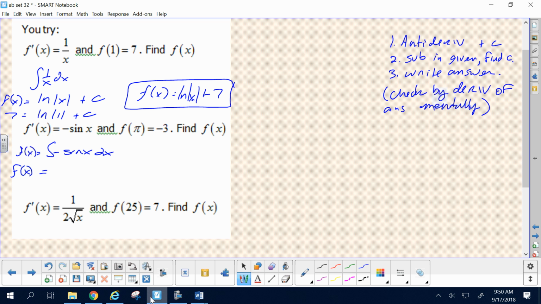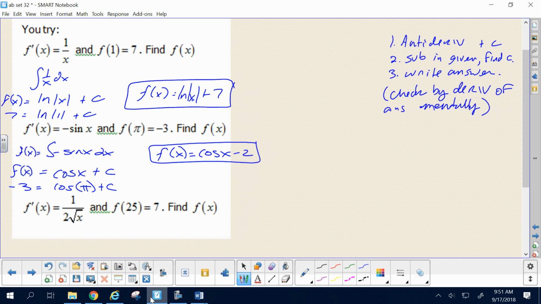What's the antiderivative of negative sine? Cosine, plus a c. If I plug in negative 3 and pi, negative 3 is the function value, pi is the x value. That leaves me with the c. What is cosine of pi? Negative 1. If I add 1, then c is negative 2 or negative 4? Negative 2. So f of x is cosine of x minus 2.